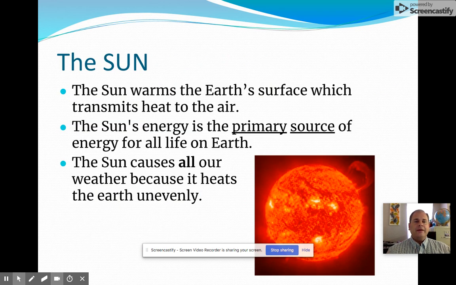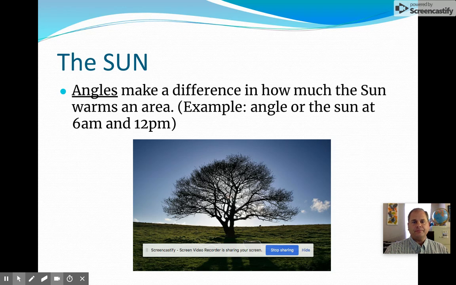Next slide. The sun, of course, gives us our energy, and we're going to talk about how the sun shines and radiates right onto the earth, and the angle that it radiates makes a big difference in what season it is in the Northern and Southern Hemisphere.